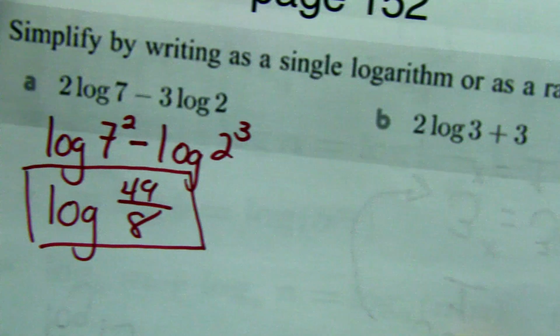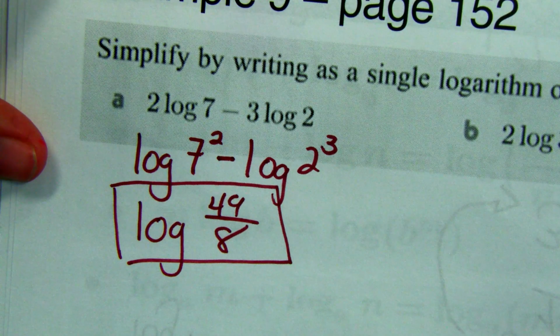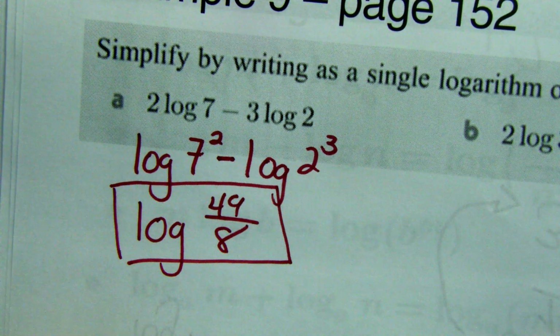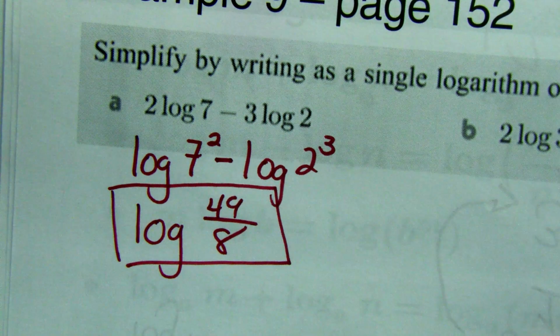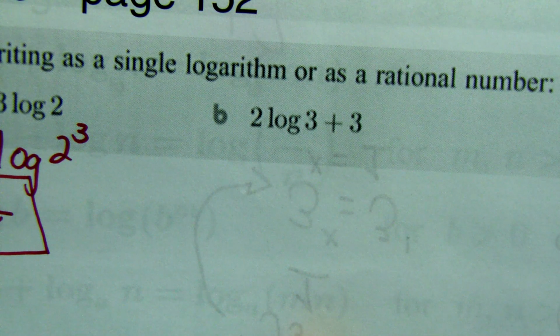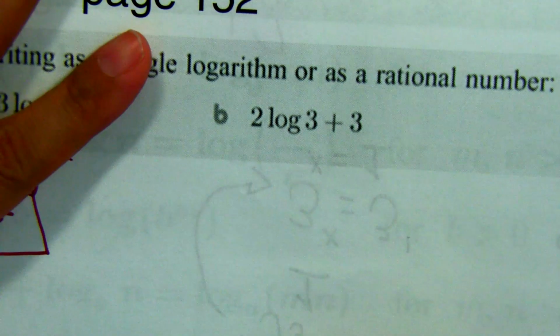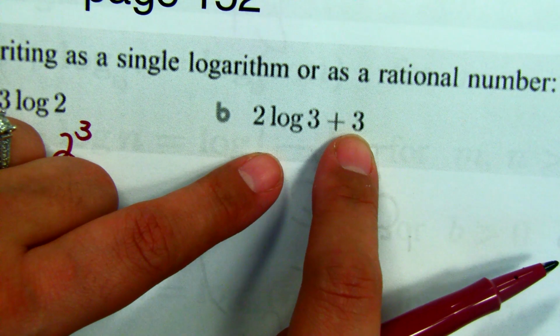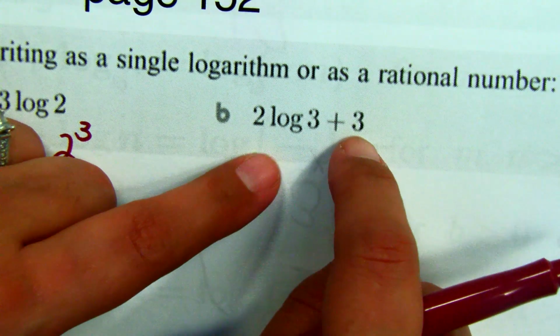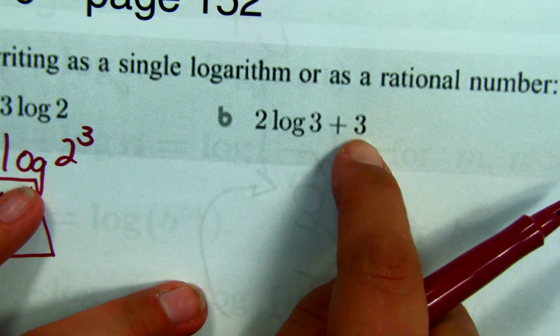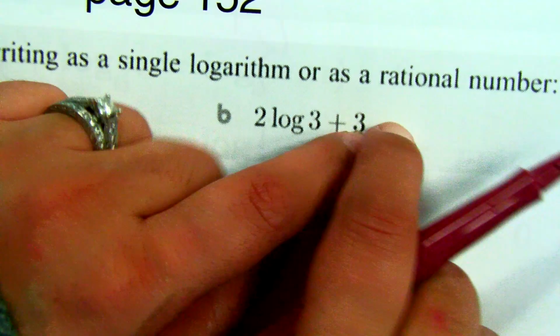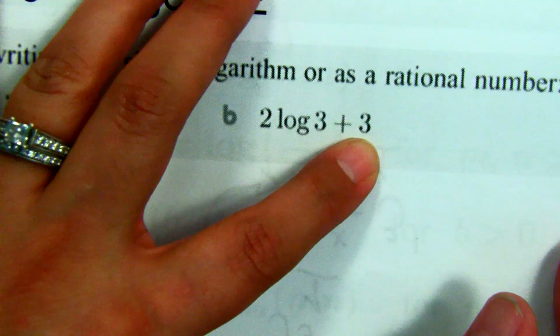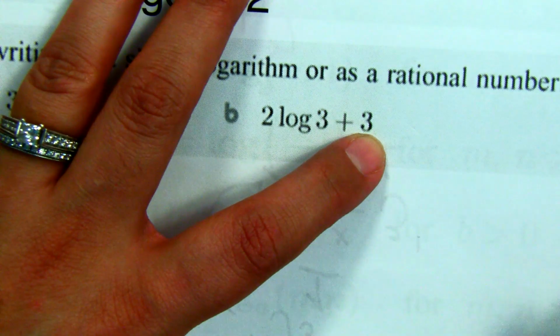I'm going to move over to B. Is that okay? Yeah, because there's no base. Anytime there's no base listed, it's always 10. Okay? Alright, part B. Do I have logs on both sides of the addition sign? No, so what can this 3 become? This one's tricky. It's not just going to become log 3. What is technically any number being multiplied by?